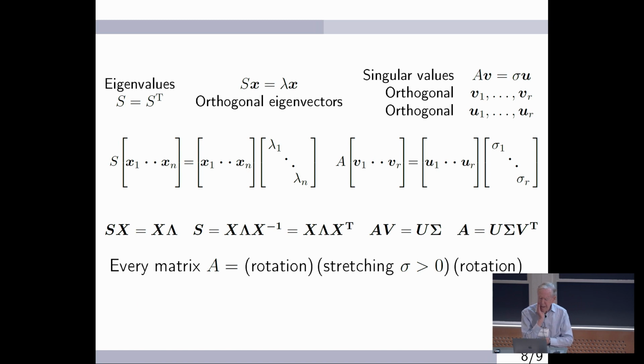Now I want to look at the SVD, in parallel. We had Sx equal lambda x. What is the corresponding fact for singular values? It's Av equals sigma u. So the point is V and U are different vectors, but V is a set of orthogonal vectors in the row space, and U is an orthogonal basis in the column space. And those are orthonormal, so we need some constant sigma to catch up.